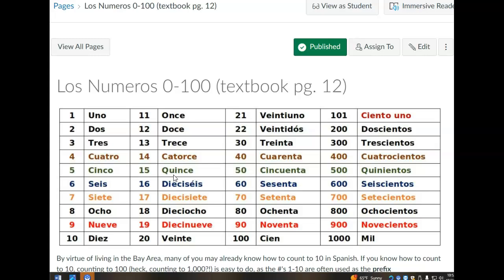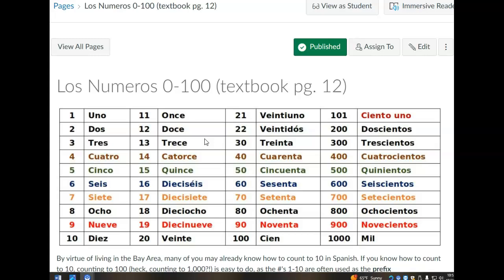But how we count all the way up to 100, we start with the ones place. 1, 2, 3, 4, 5, 6, 7, 8, 9, 10. And then the teens are probably the trickiest set of numbers to do in Spanish. 11, 12, 13, 14, 15, 16, 17, 18, 19, 20.